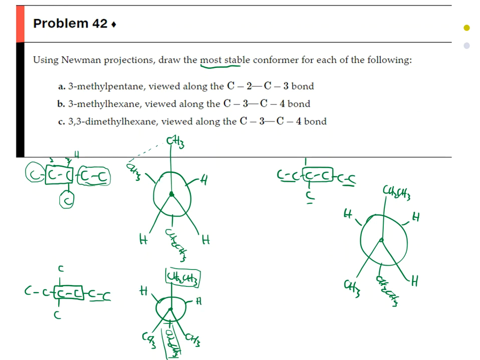So the other two will get hydrogens. So don't let it throw you for a trick. Don't let it throw you for a loop. That's just the way that it is. So you have to regard and compare the largest groups on the front carbon and on the back carbon. That is how you're going to get the most stable conformer out of the bunch.